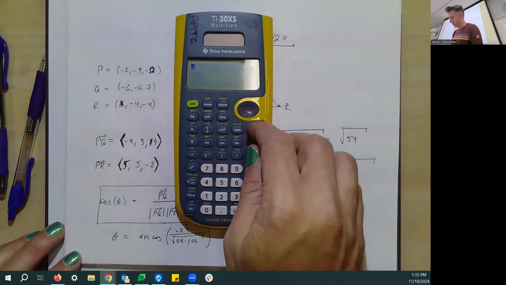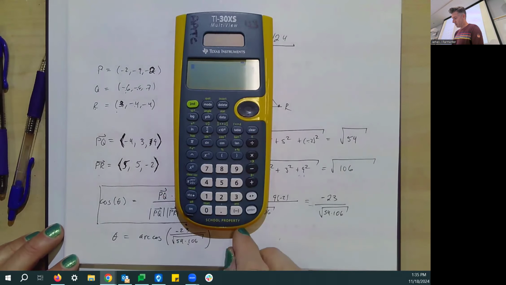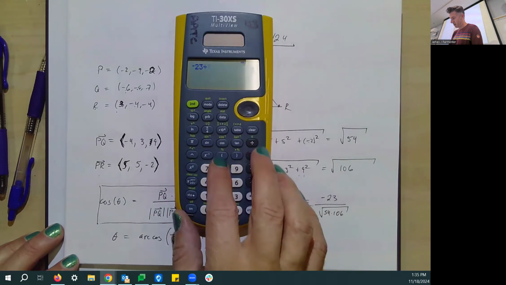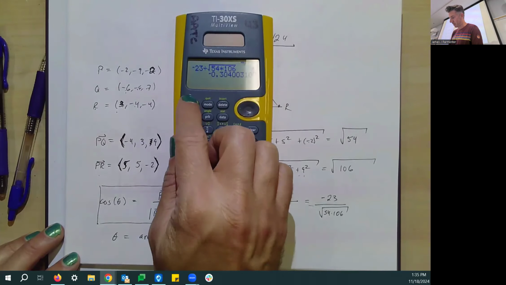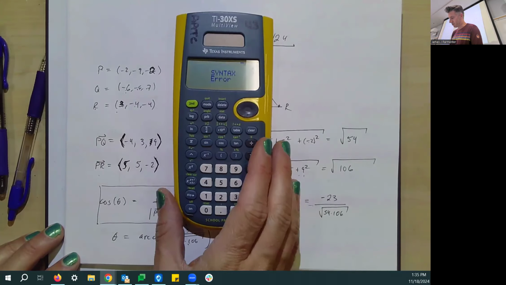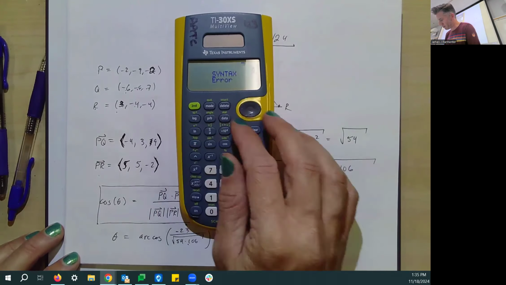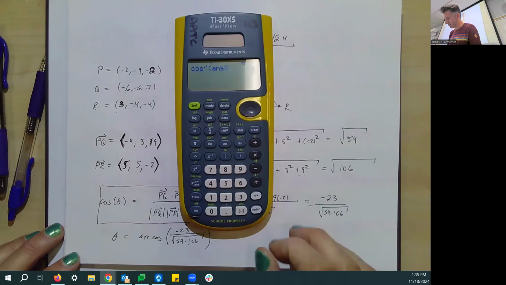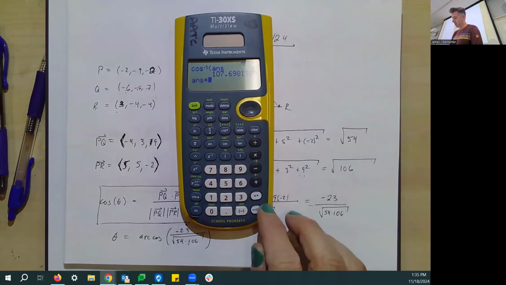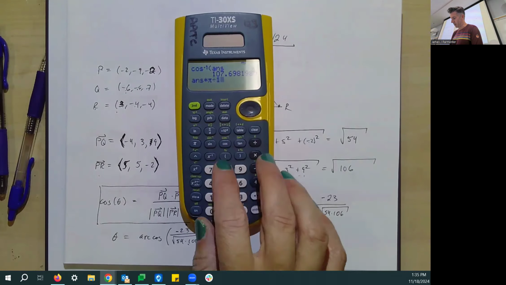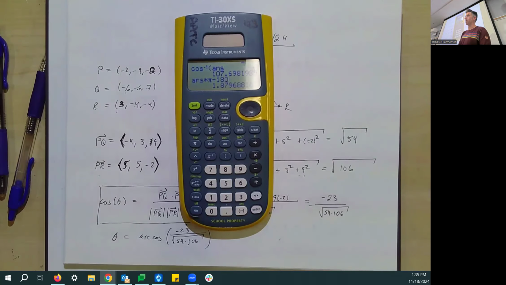So if I was calculating this, I would probably do the inside parts first here. So negative 23 divided by the square root of 54 times 106. And then I'm going to do the arc cosine of that. I always forget that. So about 107 degrees. If I want that in radians, I could have either switched to radians before I did it or multiply this by pi divided by 180 to get approximately 1.87 radians.